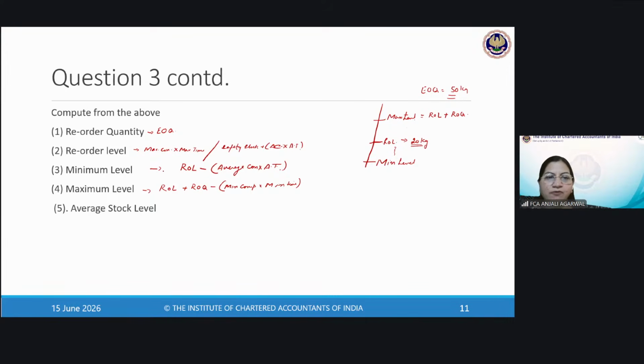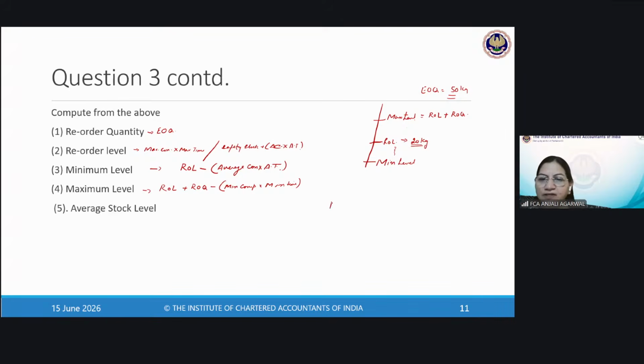What is the minimum level? Whatever you consume from the reorder level. So reorder level minus average consumption into average time. Here we can assume that we have consumed at average level. And what is the maximum level? Reorder level plus reorder quantity minus minimum consumption into minimum time.